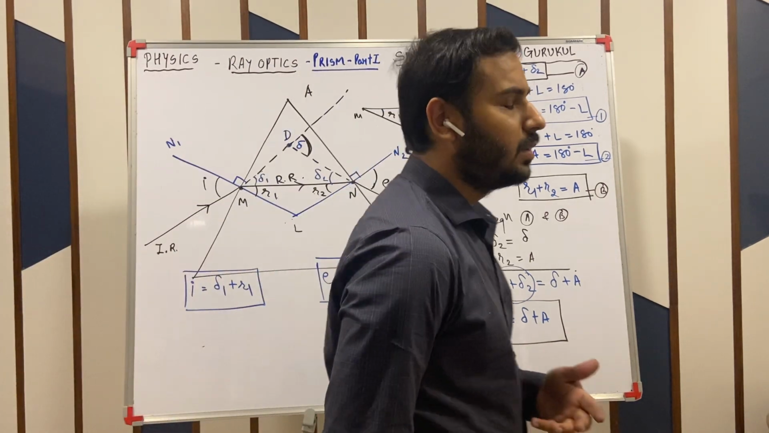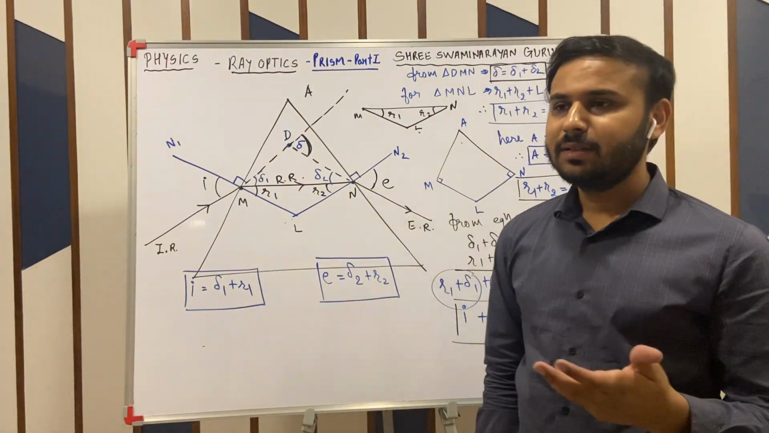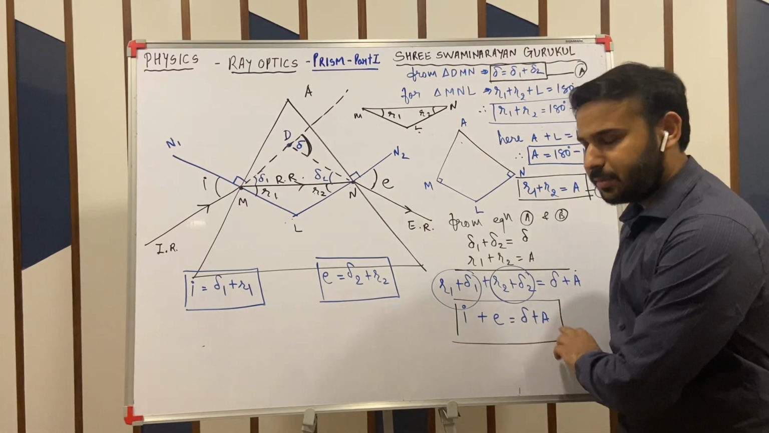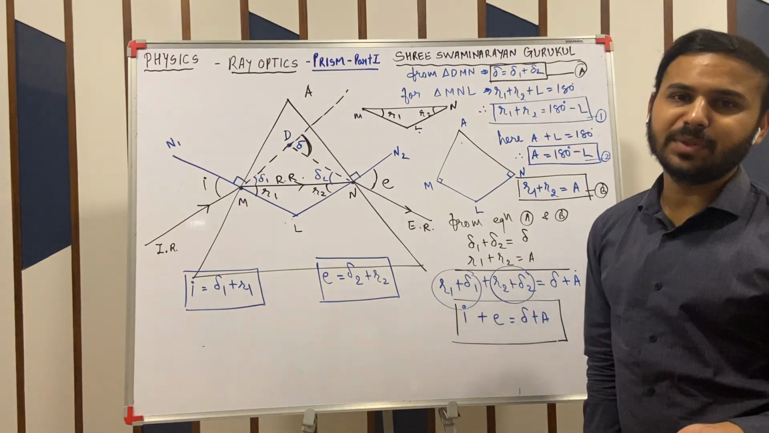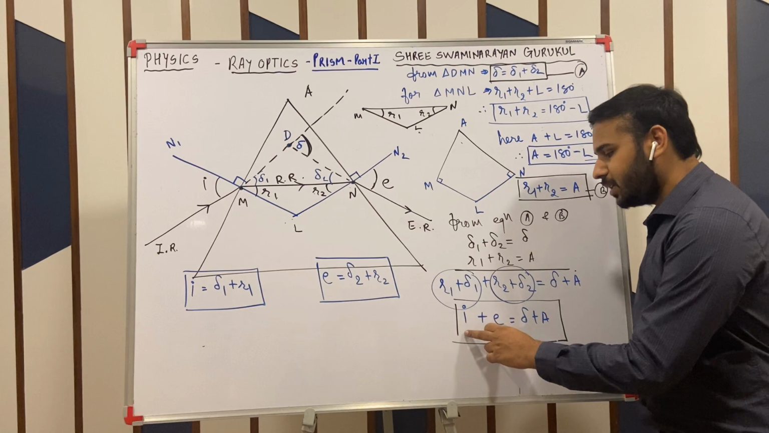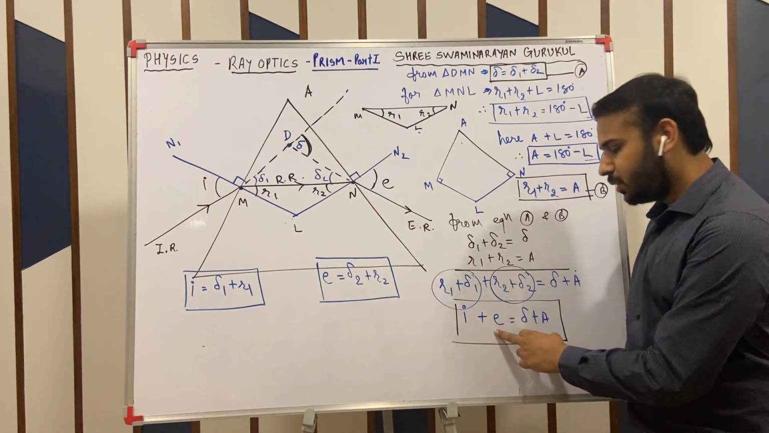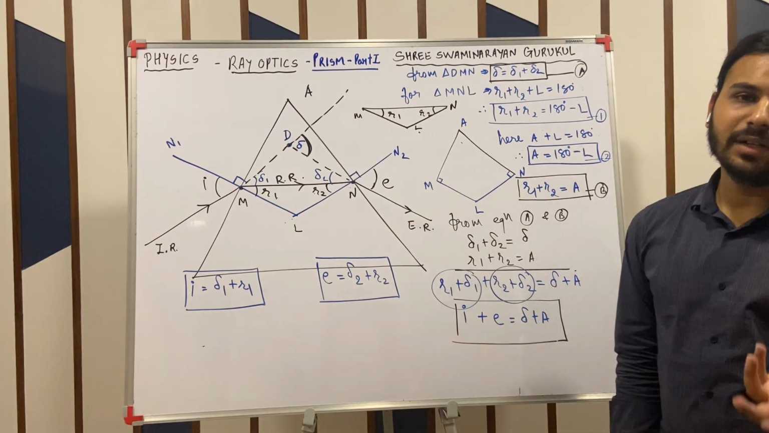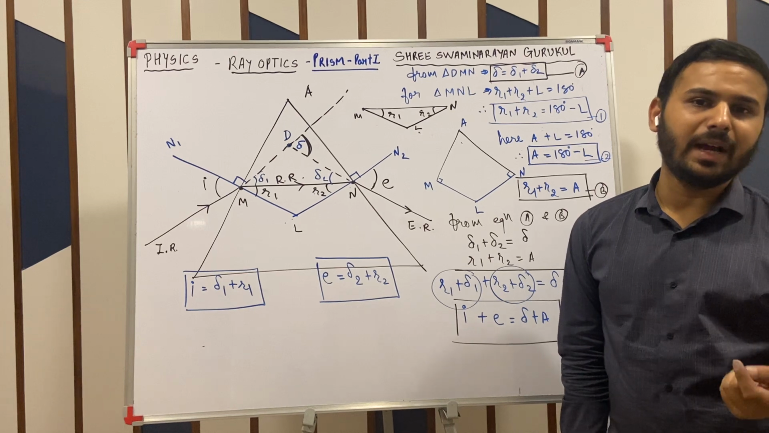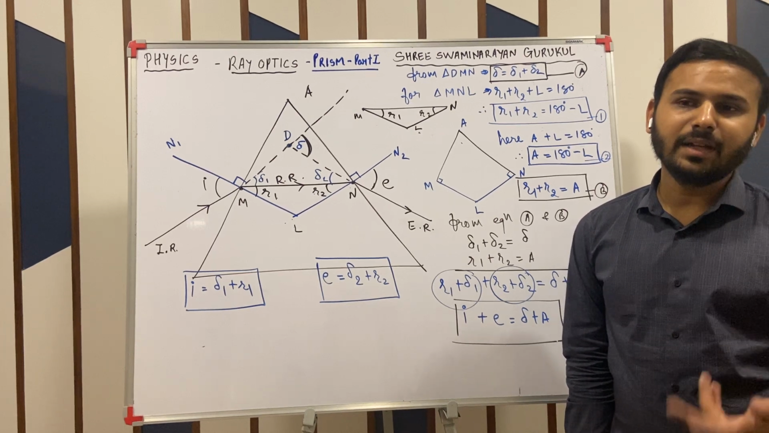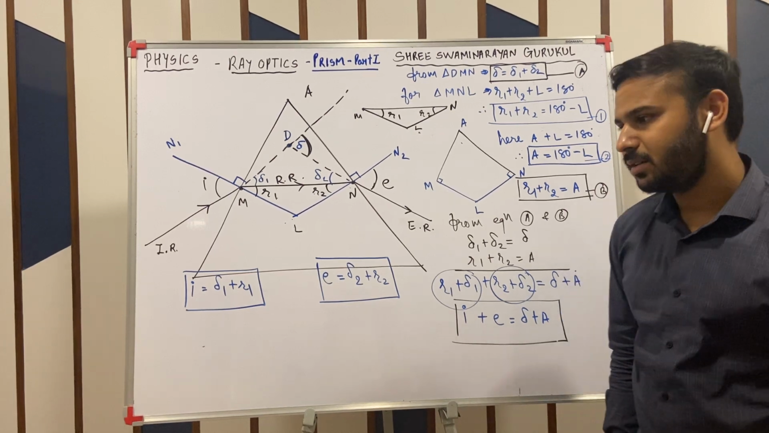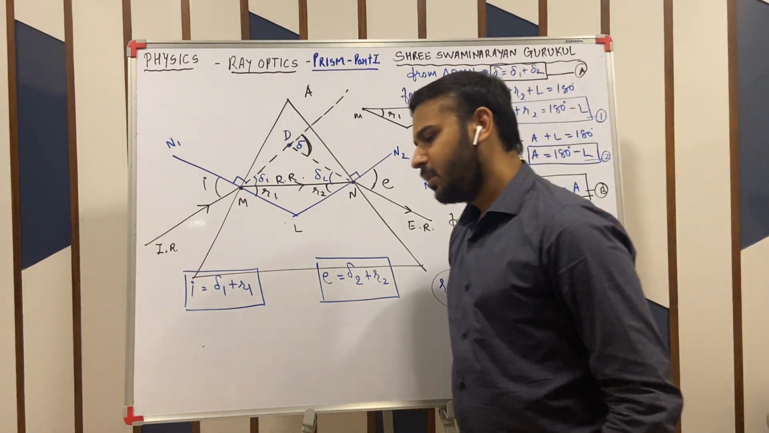One more thing: A is a constant as it is the prism angle. So if you change I, then E is going to change, as well as delta. The graph showing the relation between I, E and delta we are going to study in our next lecture, part 2 of prism.